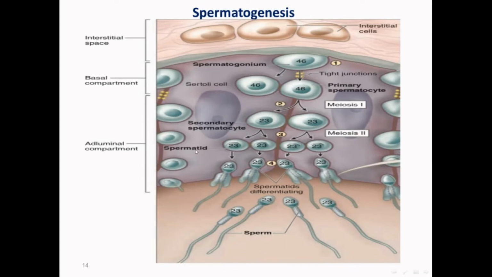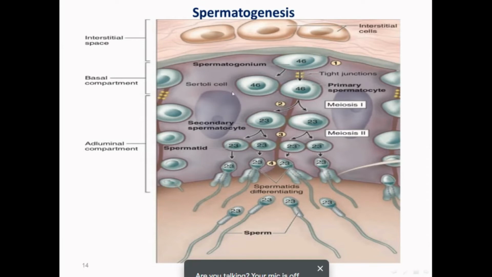Until this stage, it is a spermatid. The spermatids start to differentiate until they form the fully developed sperm. This stage from the spermatid until the sperm is called spermiogenesis, the last step of spermatogenesis. And during this stage, only differentiation occurs with no cell division.